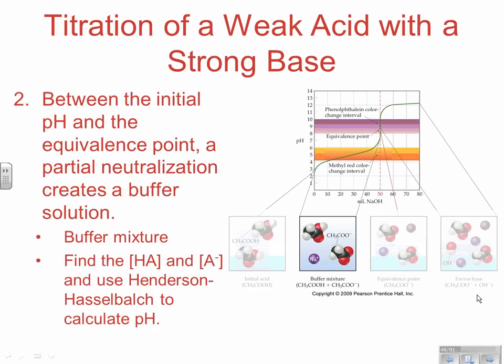The second region of our graph here is this region before the equivalence point. So in this region, what's happening? Well, our pH is changing here, and that's because we've neutralized our weak acid a little bit, and that's going to have an effect on our overall pH. So between the initial pH and the equivalence point, you have a partial neutralization that's going to create a buffer. So what we're really doing here is buffer math, just like we did yesterday. I should say 2 days ago.